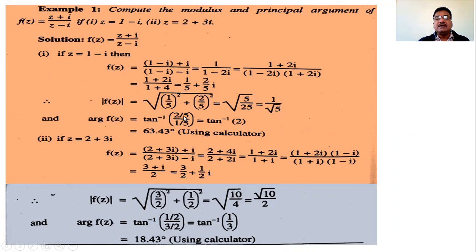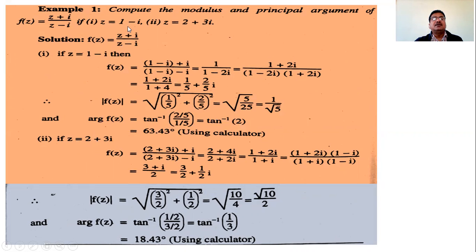Both are positive, so tan inverse 2, and tan inverse 2 is not a standard angle. We cannot write it in radian form. Then use a calculator. Tan inverse 2 gives the answer 63.43, or leave it as it is, tan inverse 2. Don't write its value using a calculator, or if you have to, then convert the calculator to radian mode. Then tan inverse 2 is 63.43.